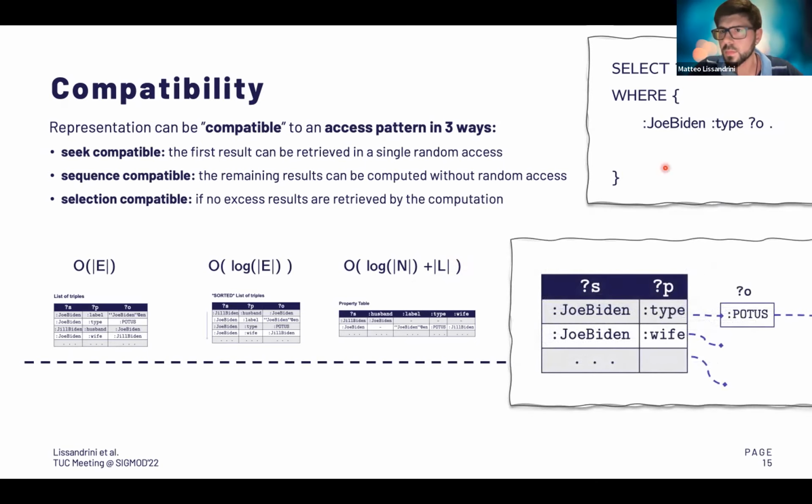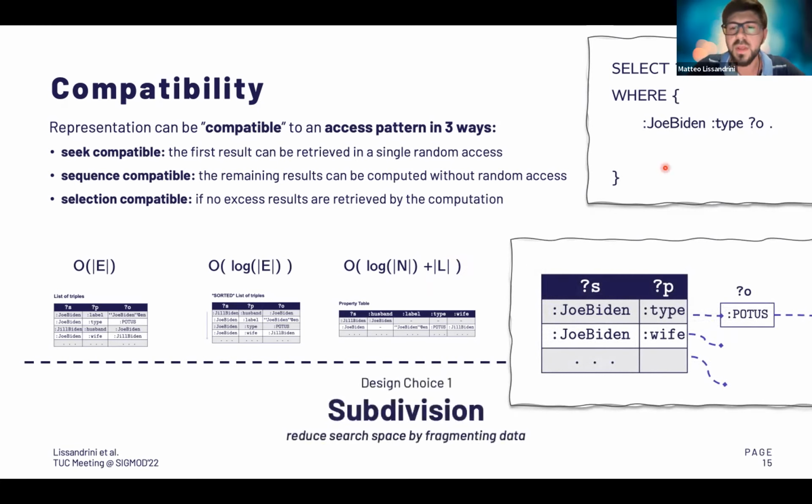The first design choice is subdivision, meaning that we are trying to fragment the data so that we can reduce the amount of data that we need to retrieve in order to get our answer. For instance, in that case, to have the best subdivision and a very good compatibility, we could create a different representation where subject and predicate are keys in the hash table, and we only have the objects as values.